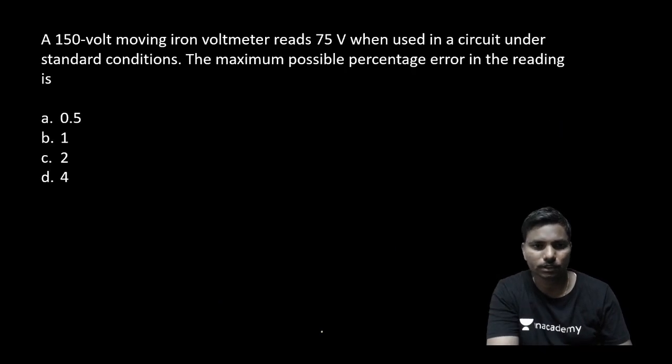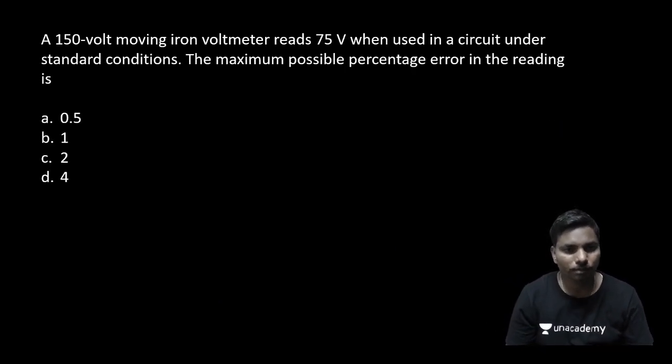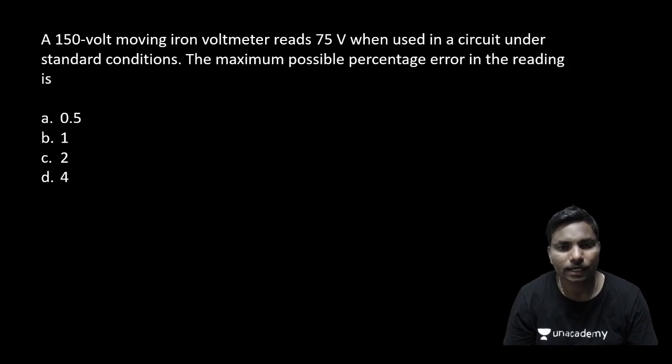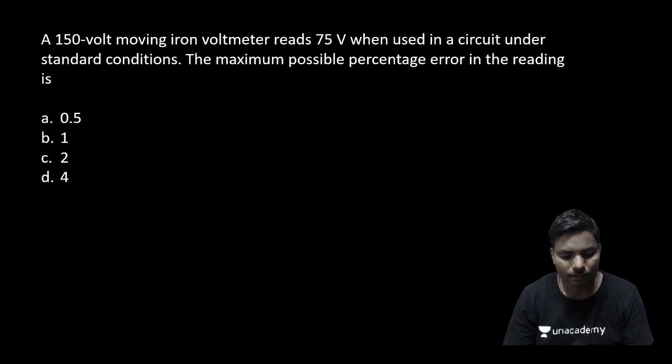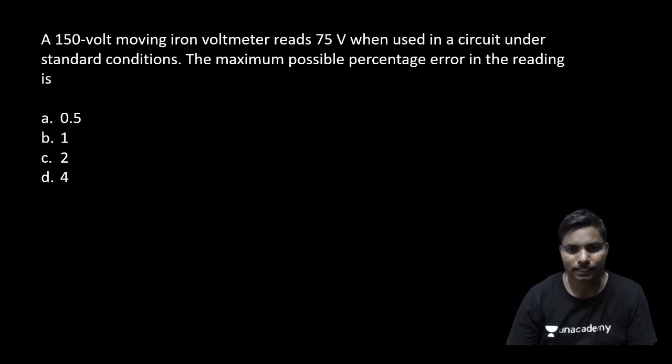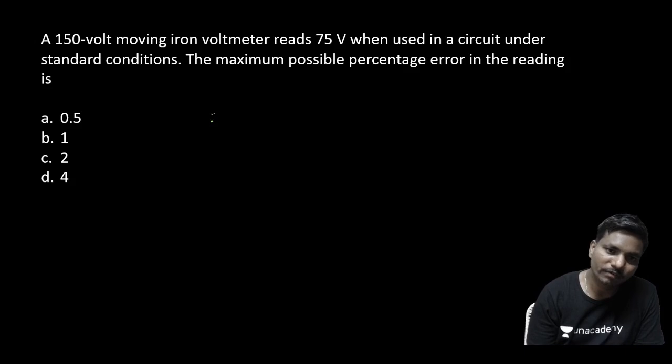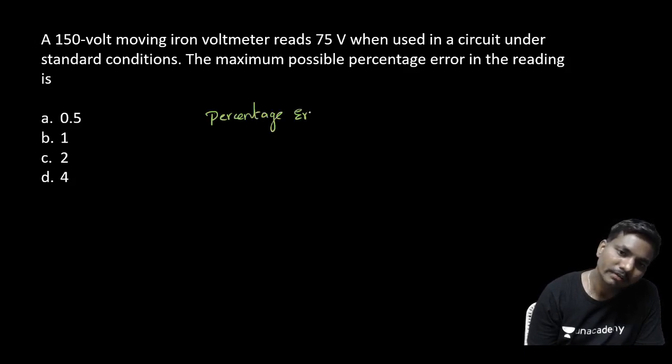Okay. Coming to the next question. A 150 volt moving iron voltmeter reads 75 volt when used in a circuit under standard conditions. The maximum possible percentage error in the reading is dash. Just in the previous session, I have given percentage error or relative error. Relative error is nothing but AM minus AT by AT.